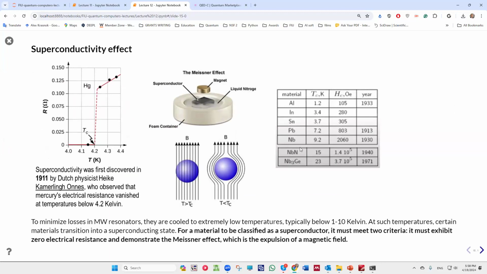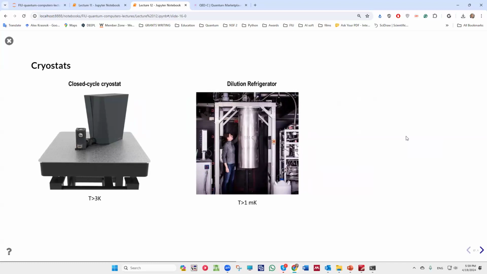And from this table, you can see that below 3 Kelvin, for example, all these materials are in the superconducting state, even indium too. So all these materials are superconducting using this approach. However, for quantum computing, specifically for superconducting quantum computing, it's not sufficient to just reach the superconductivity effect, for many reasons.